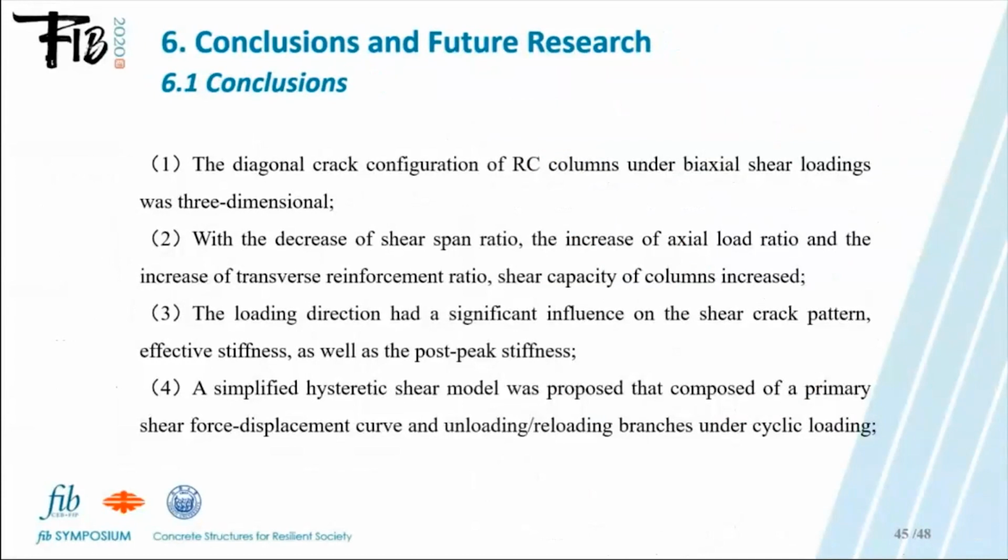So finally, let's move to the conclusions and the further research. For the conclusions, the diagonal corrosion configuration of RC columns under biaxial shear loadings was three-dimensional. With the decrease of shear span ratio, the increase of axial load ratio and the increase of transverse reinforcement ratio, shear capacity of columns will be increased.